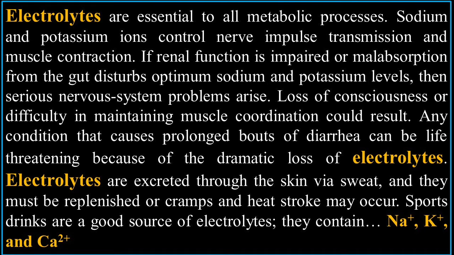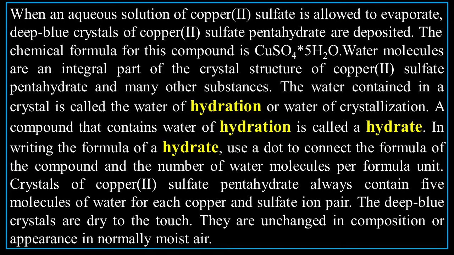Electrolytes are excreted through the skin via sweat, and they must be replenished or cramps and heat stroke may occur. Sports drinks are a good source of electrolytes. They contain sodium, potassium, and calcium. Now, diarrhea, arsenic poisoning, and cholera cause terrible diarrhea, and you essentially die of dehydration or the loss of some of these important electrolytes.